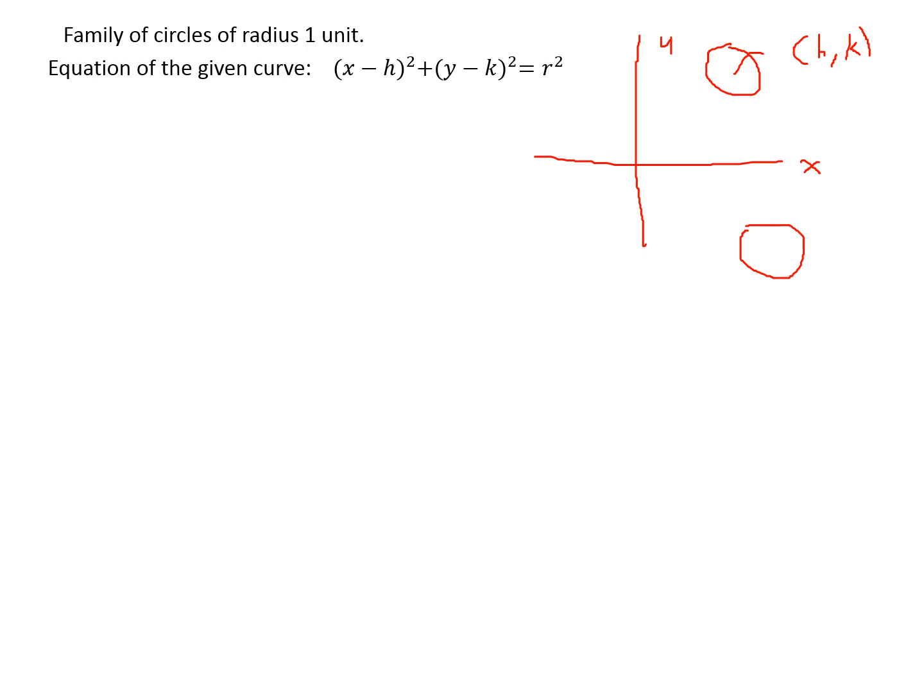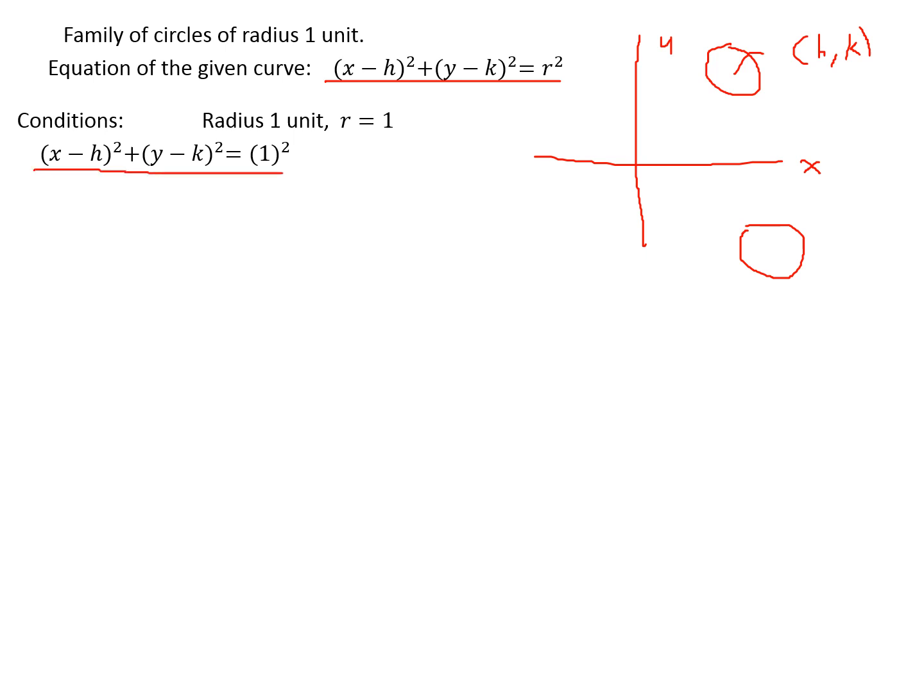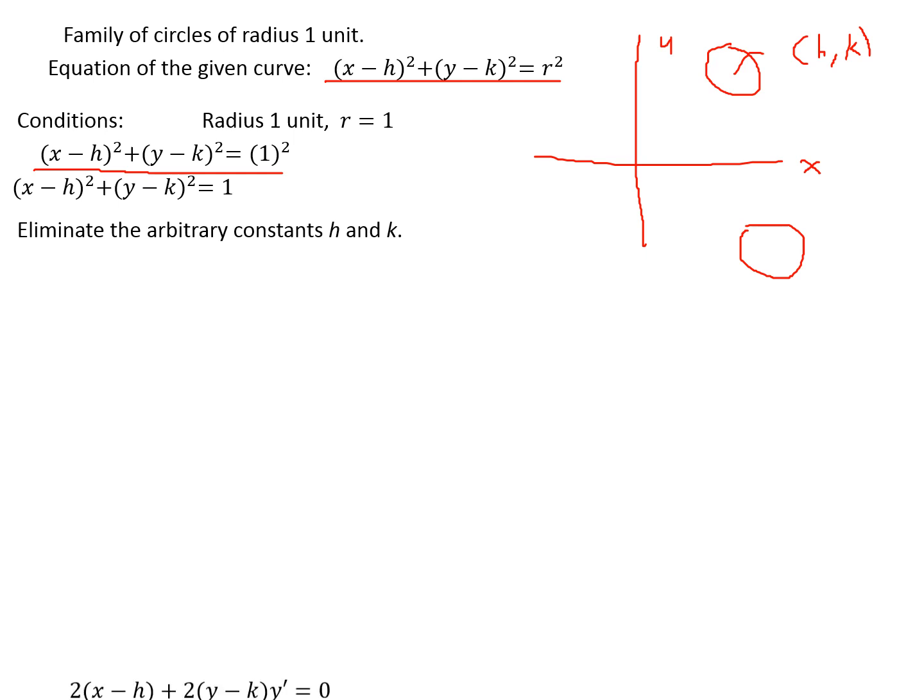Alright, this is now the given equation. x minus h squared plus y minus k squared is r squared, the general equation of a circle. Substitute the radius. The radius is 1 unit, so the equation becomes x minus h squared plus y minus k squared is 1 squared. We have two arbitrary constants, so we will differentiate twice. Here we'll eliminate the arbitrary constants h and k.